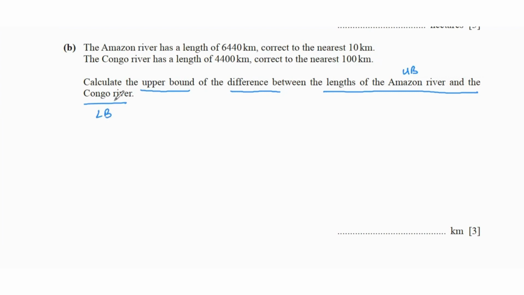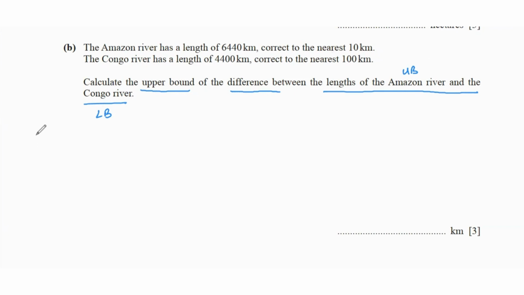The reason why both Amazon and Congo are not upper bound is because when we are subtracting and trying to find the upper bound to get the maximum value, the one that we're subtracting from has to be upper bound and the one that we're subtracting has to be lower bound. If it was the lower bound of the difference, then Amazon River would be lower bound and Congo would be upper bound. So it's the other way around.